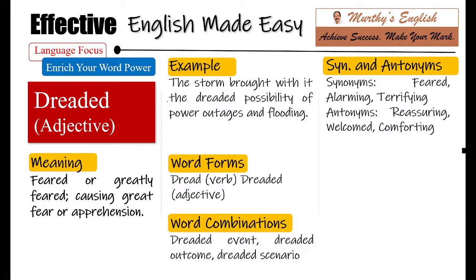Apprehension, something is dreaded, means some sort of fear you have based on apprehension. Look at the example. The storm brought with it the dreaded possibility of power outages and flooding. There's one important word here. Generally, in this part of the world, we say power cut. But if you go to the Western countries, they use power outage. Power outages, important expression you have to remember. The storm brought with it the dreaded possibility of power outages and flooding.